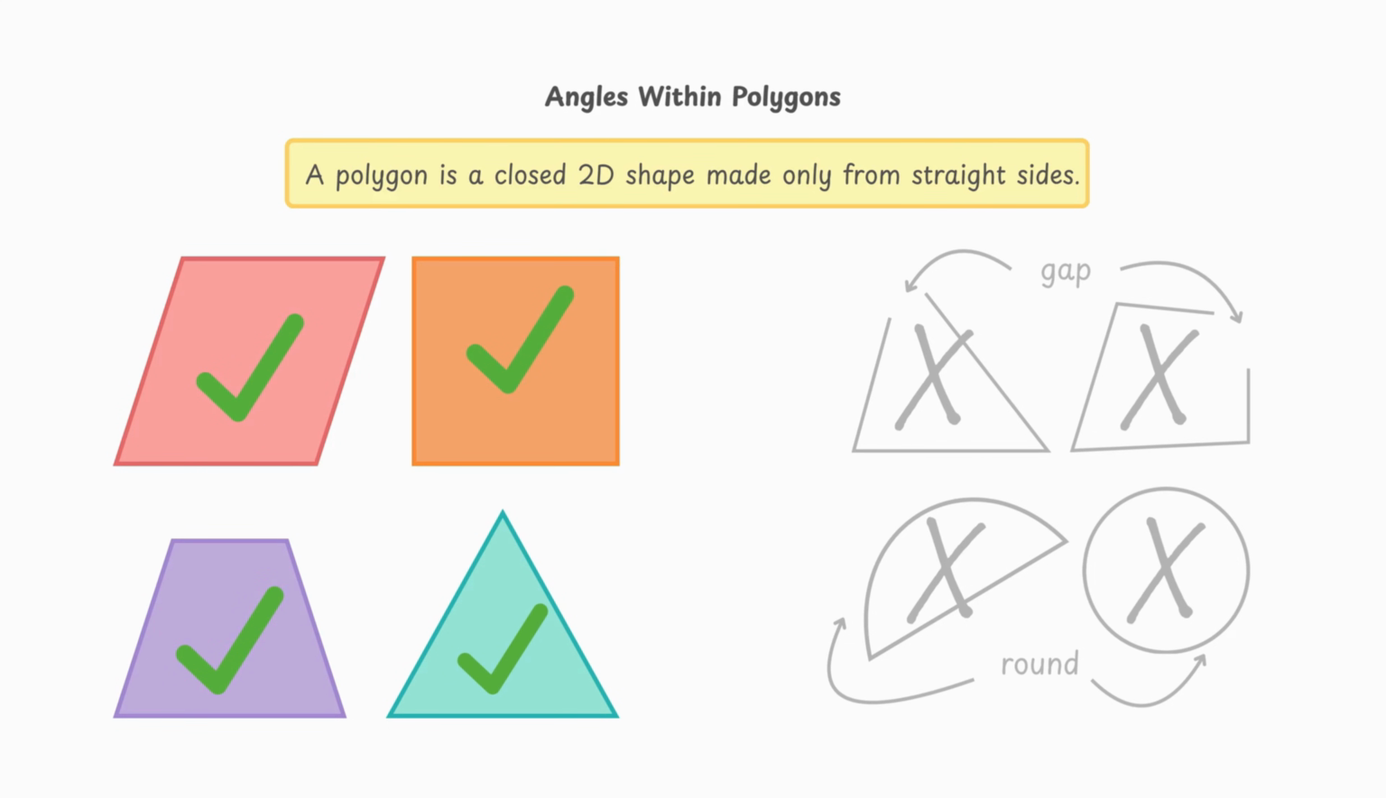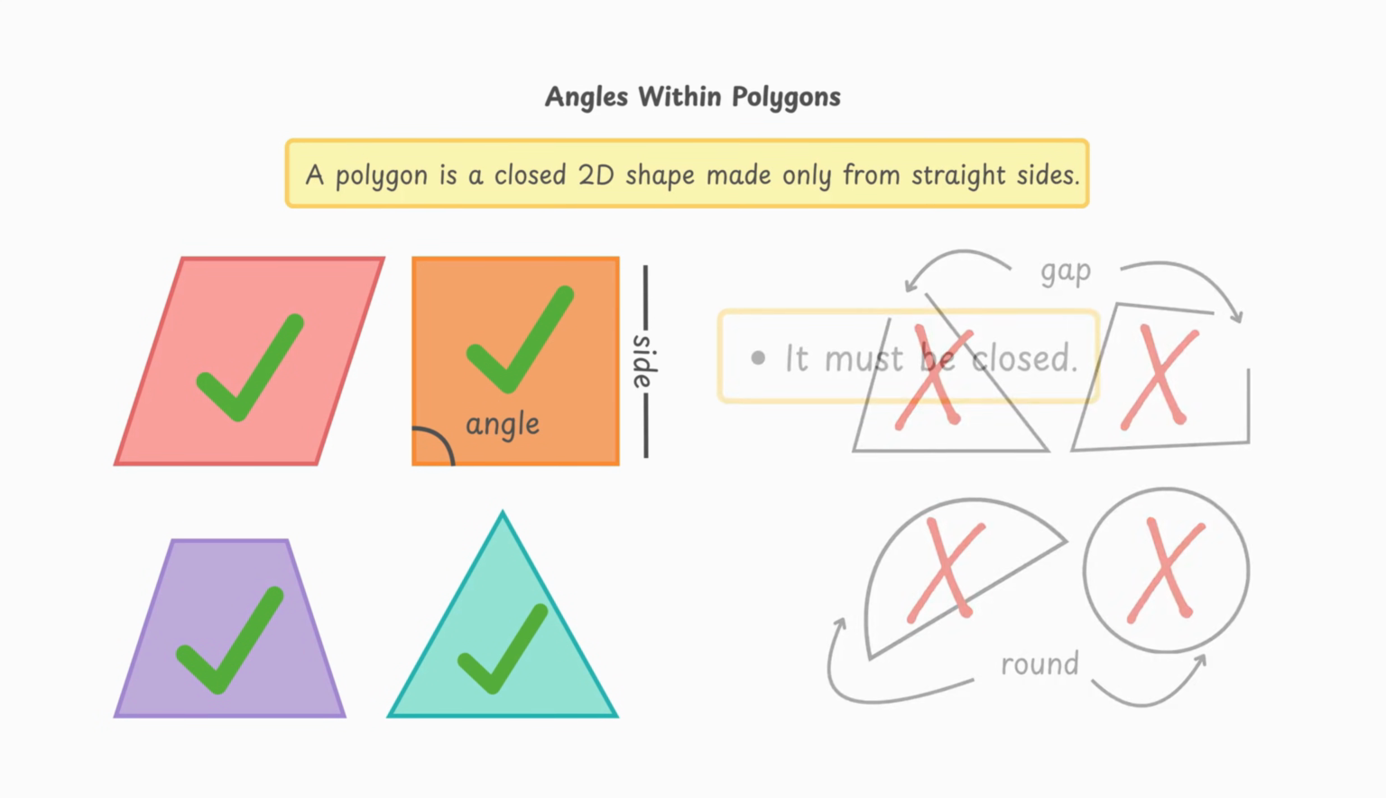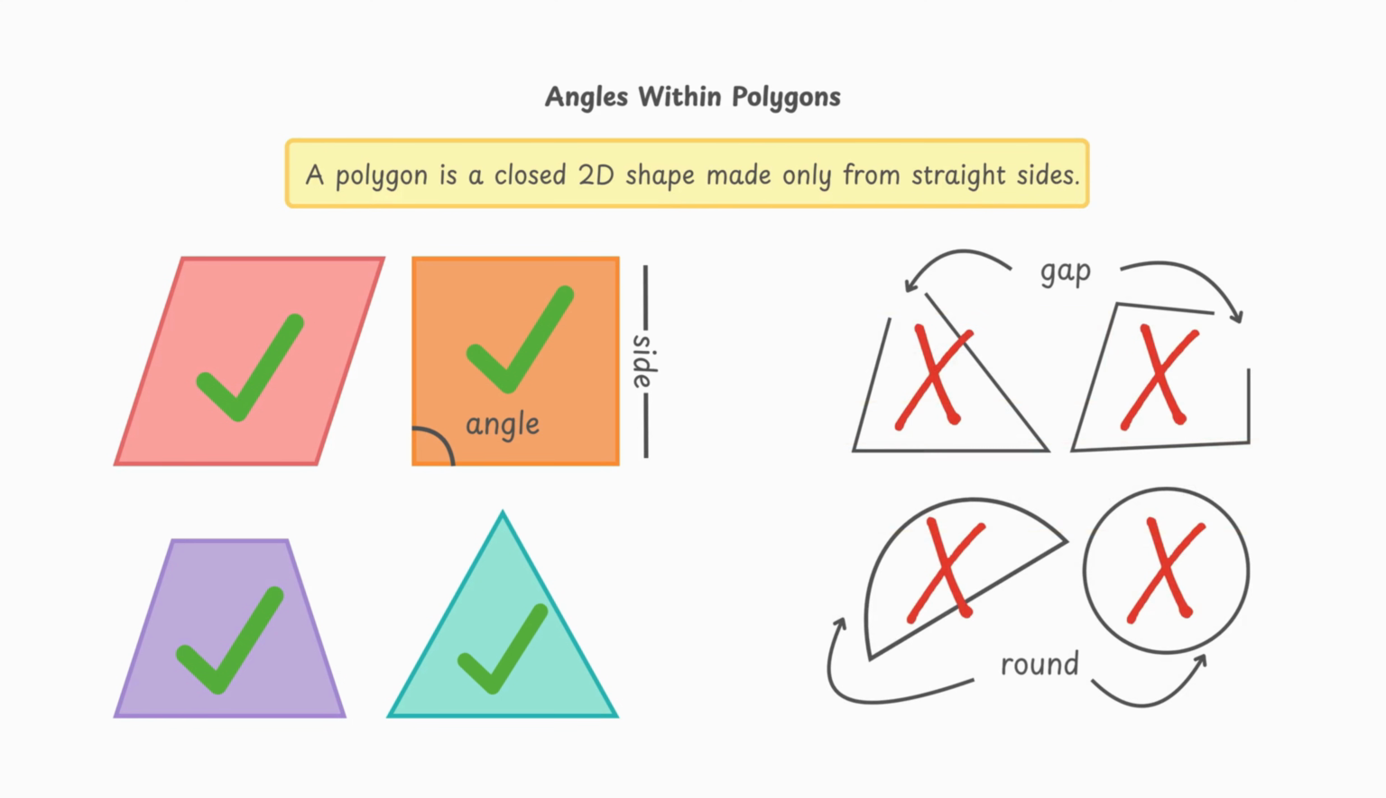So they are polygons. Now notice something else. Each corner where two sides meet forms an angle. These are called interior angles, and they are what we will be focusing on in this topic. So every polygon has sides, and it also has angles inside. Now take a moment to remember the key idea. A polygon must be closed, and it must be made only of straight lines. If either of these is missing, then it is not a polygon. Understanding this is very important, because everything we do next with angles depends on recognizing valid polygons.